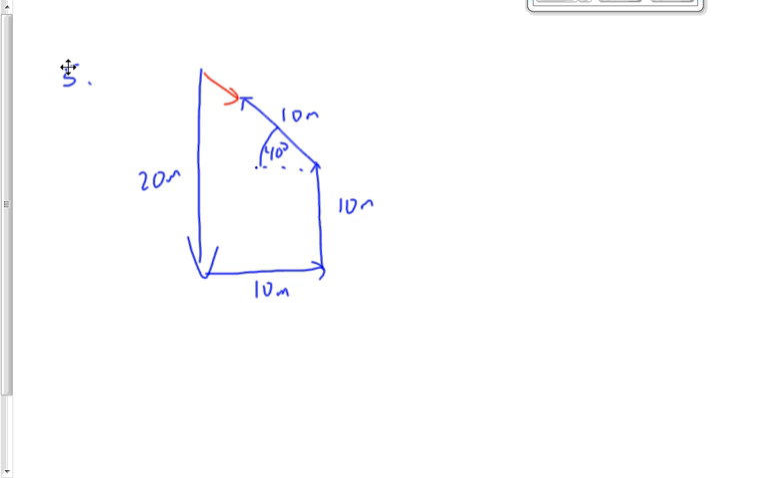Now, the first thing that we do here when we see this picture, other than draw the resultant vector, is say 5 words to ourselves. And those 5 words are, I don't.